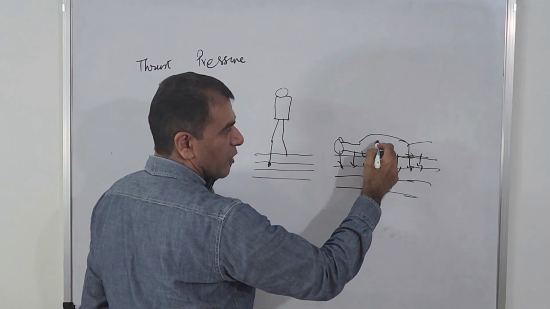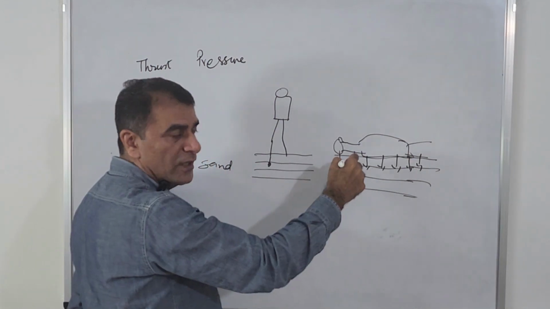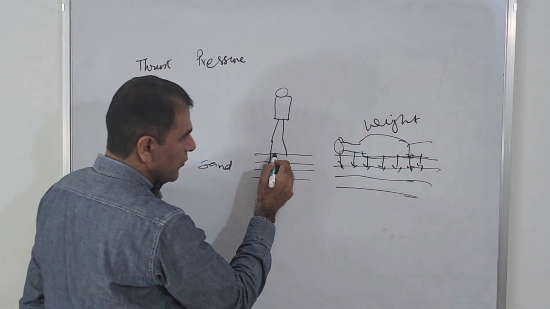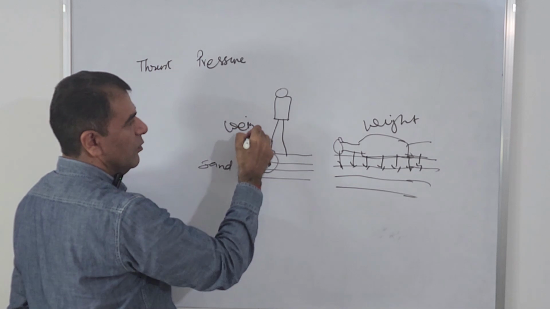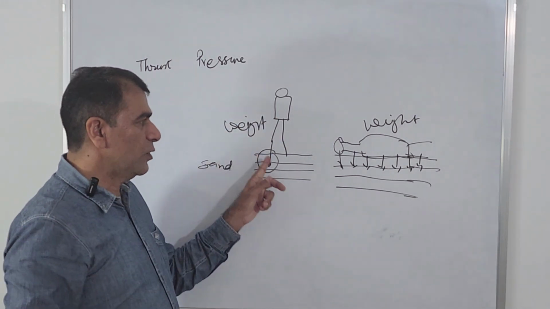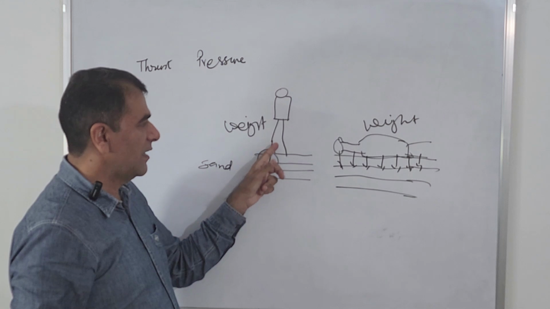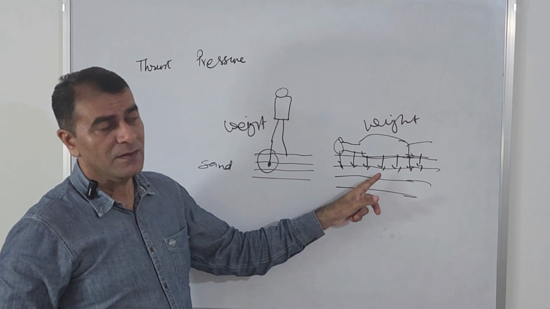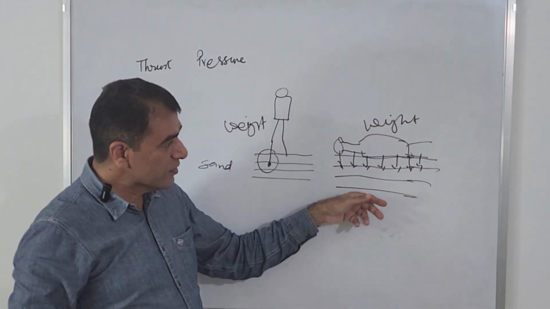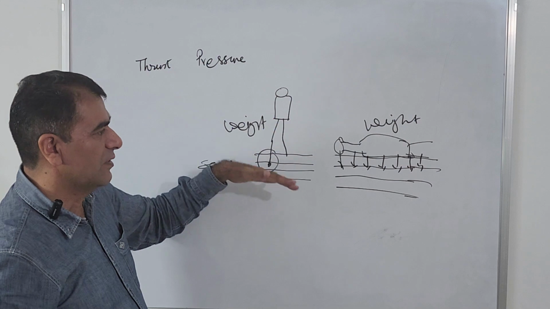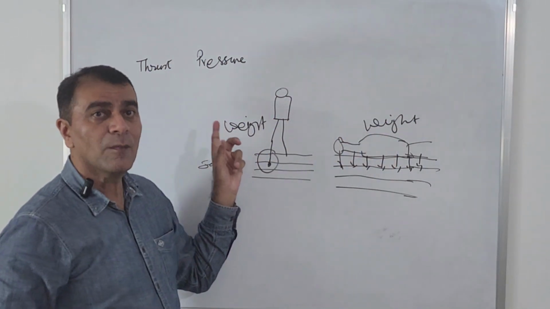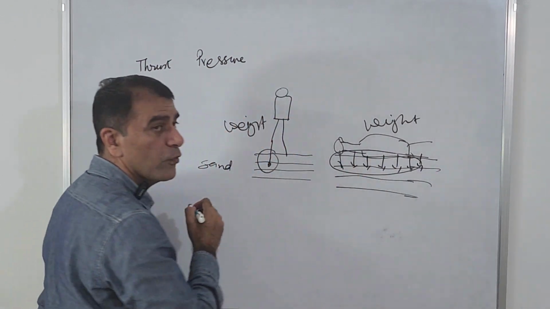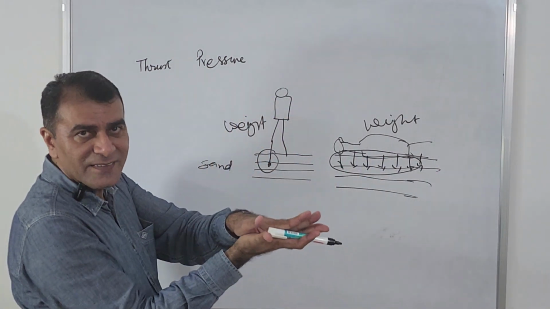Because now this is the body. The body is applying force, and this force is coming from the weight of the body. So in both cases, the force is the same, whether you are standing on the sand or lying down on the sand. In both cases, the force applied on the top surface of the sand is the weight of your body. But what is different here? This much is the area of contact between your body and the sand.